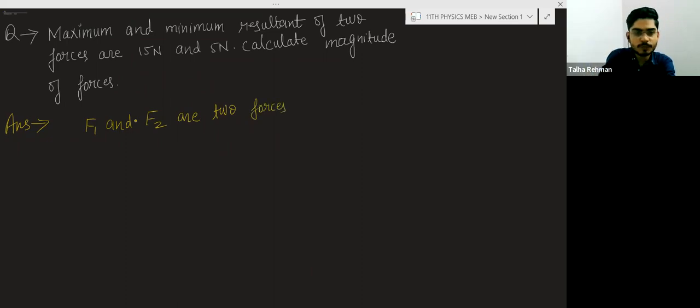So what will be your maximum resultant? Maximum resultant of the two forces will be the sum of the two forces, F1 plus F2. And what is maximum resultant given? Maximum is 15. So this will be your first equation.